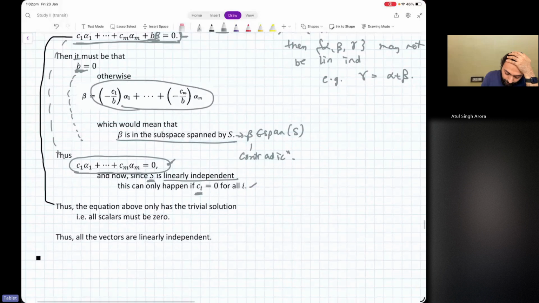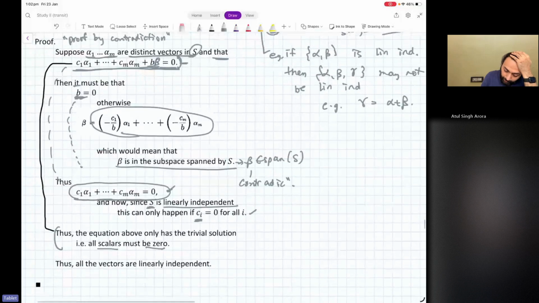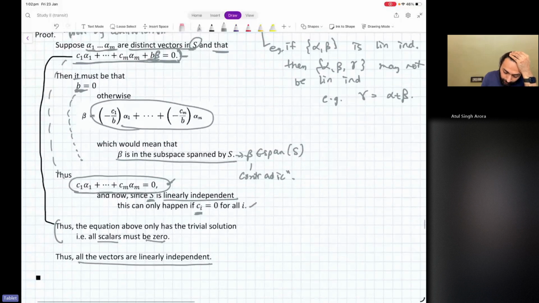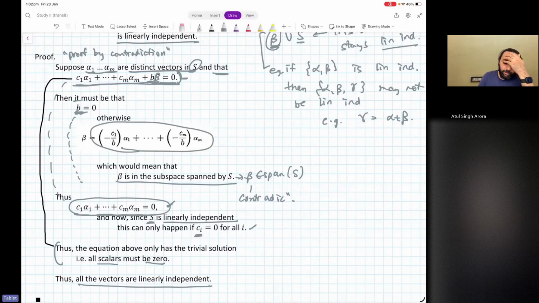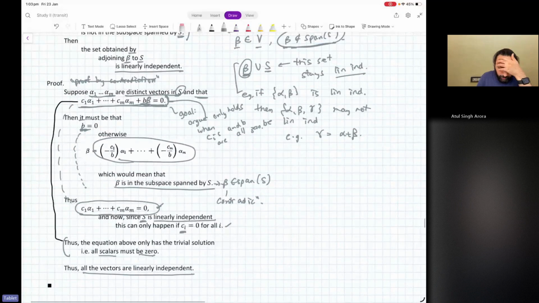Okay, and so what do we have? We have the fact that the only way such a linear combination would give you 0 is if all the scalars are 0. But that is the definition of being linearly independent, right? Okay, so it's actually not really a proof by contradiction. The goal here is to argue that this only holds when the C_i's and B are all 0. Okay, so that's the proof. Okay, thank you so much.